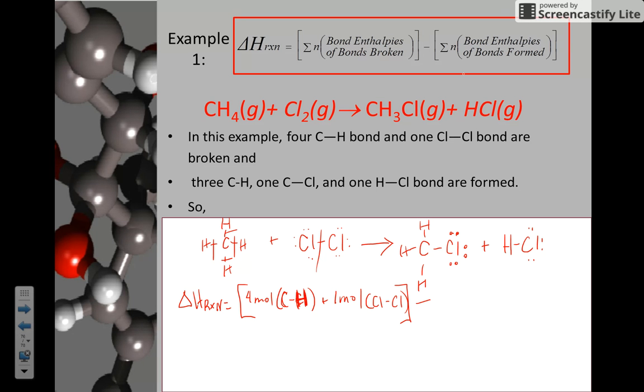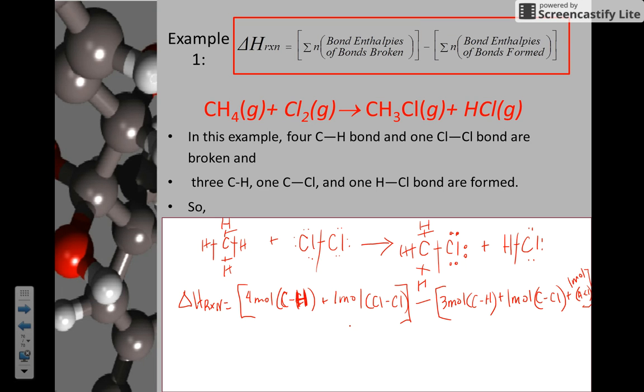So now we're going to take the bond enthalpies of the ones formed. So you're going to come over here and you're going to account for the bonds that have to form. So we have to make 1, 2, 3, so that's 3 moles of carbon-hydrogen single bonds. And don't forget this one. This is the new bond that formed. We're going to make 1 mole of the carbon-chlorine single bond, so C-Cl. And then finally we have to form the HCl, so plus 1 mole of HCl.